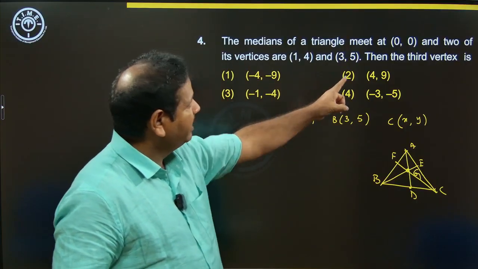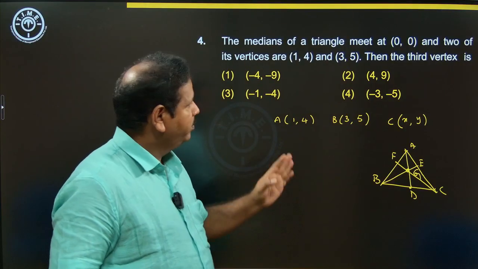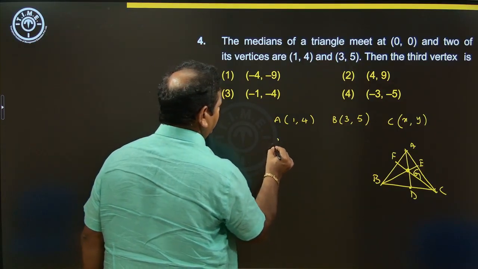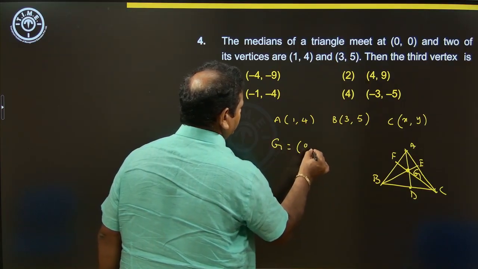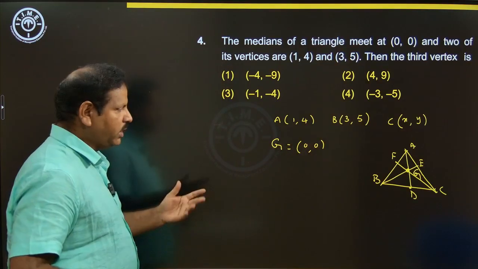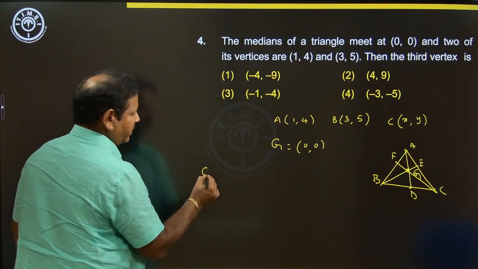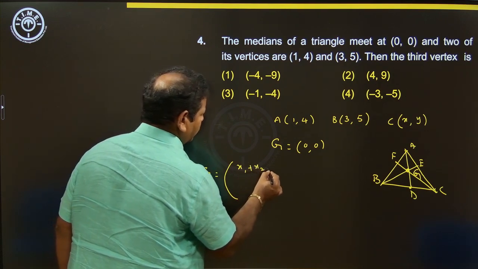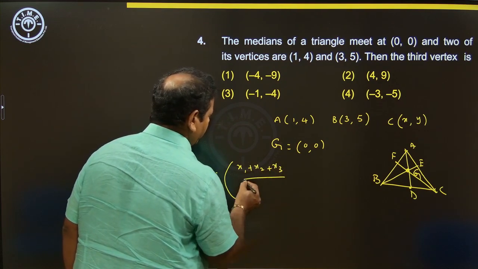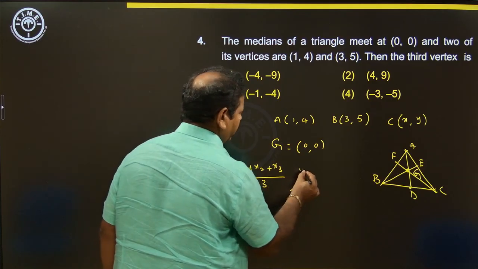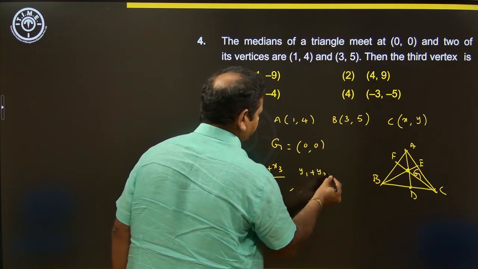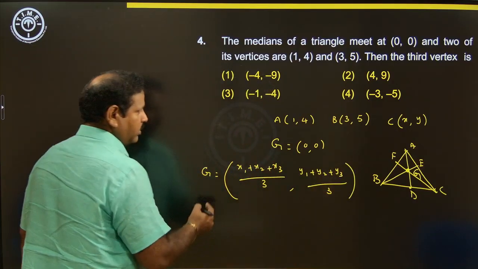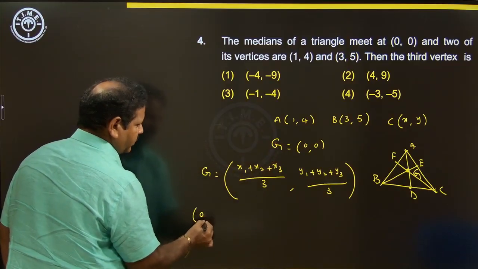The medians of a triangle meet at 0, 0. The medians meeting at 0, 0 is nothing but the centroid, as given to us. Centroid denoted by Z is 0, 0. Let's use the centroid formula. Centroid Z is equal to, the formula is adding all the x coordinates, x1 plus x2 plus x3 by 3, and adding all the y coordinates, y1 plus y2 plus y3 by 3. But here the centroid is given as 0, 0.